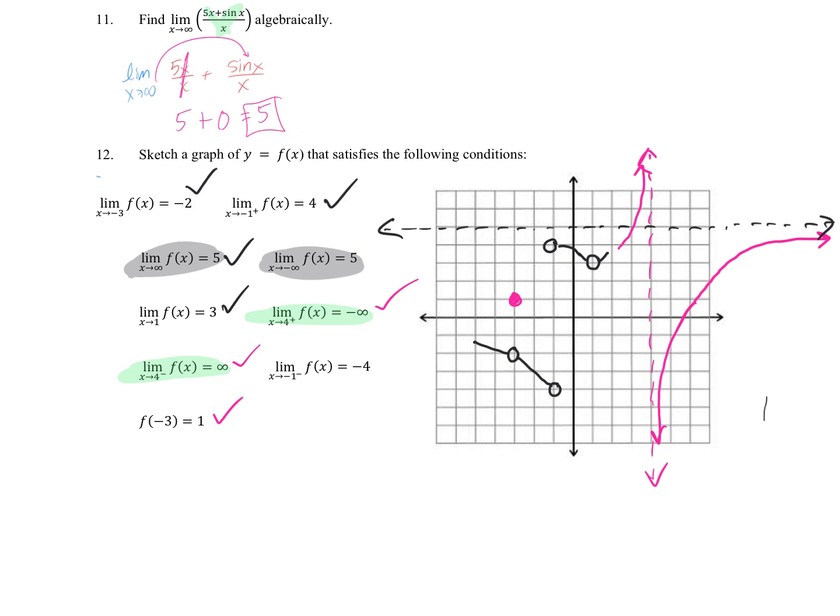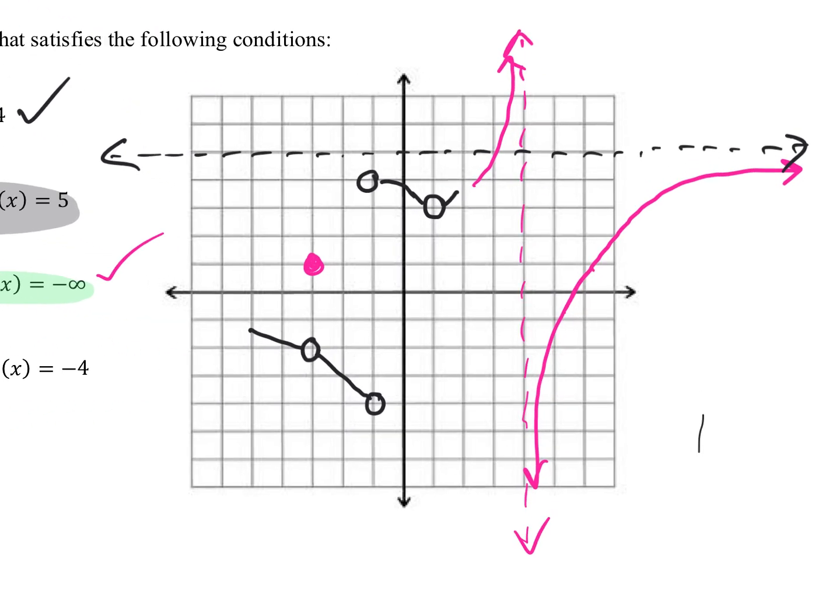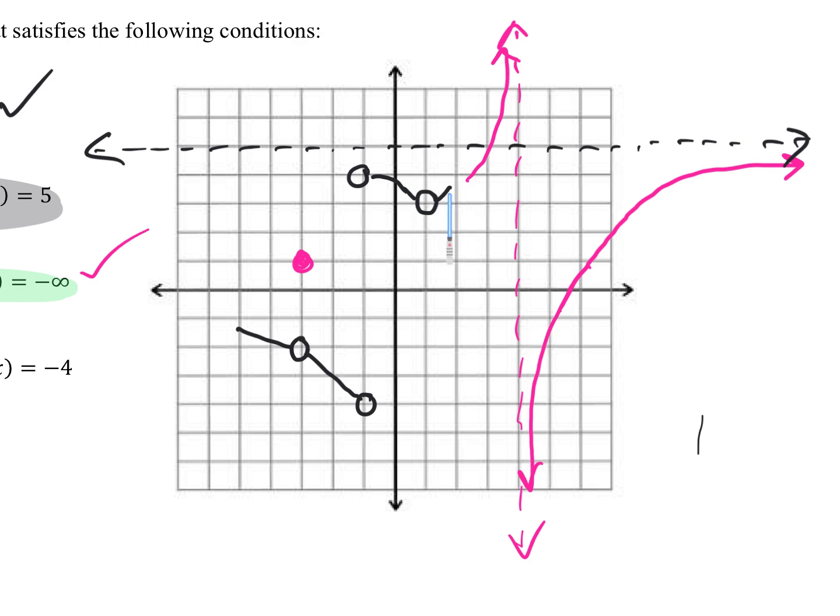So what I would personally do now is connect some things. I can now connect this stuff. Boom, I'm going to connect that guy. As I approach -infinity, my y had to go to 5, so I'm going to connect that and level off there. That was a lot.